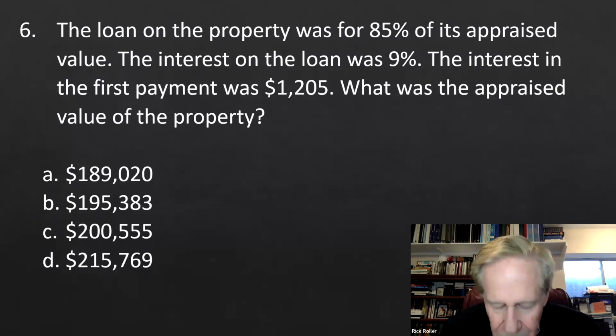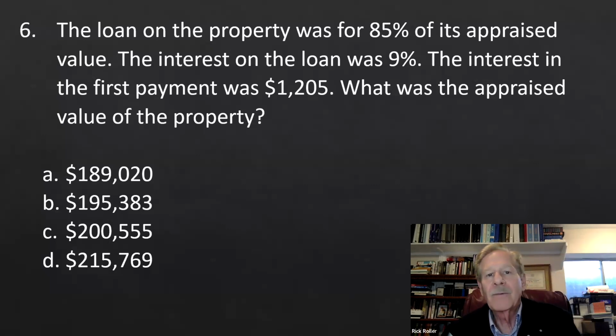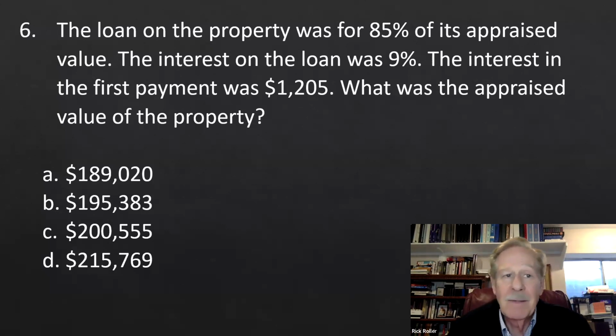We're on number 6. All right. The loan on the property was for 85% of its appraised value, okay? The interest rate was 9%. The interest in the first payment was $1,205. What was the appraised value of the property?